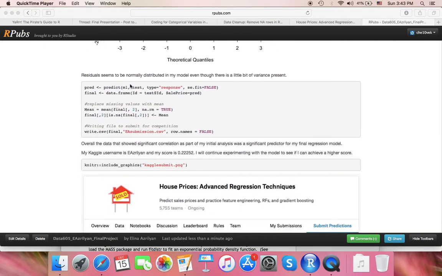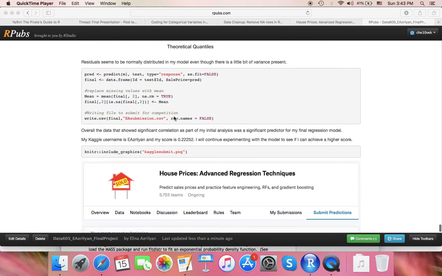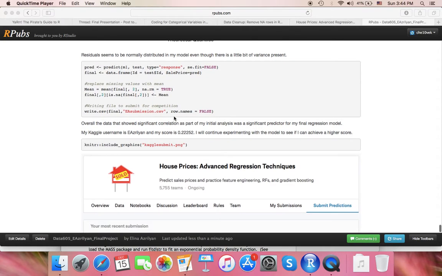So then I used my model to do a prediction on the test data and created a data frame with ID and sales price prediction, which is the requirement for the submission for the competition.